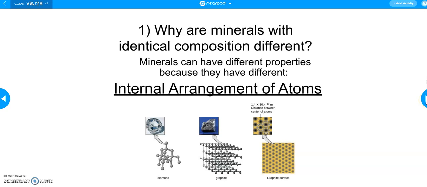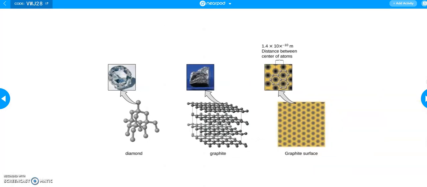Okay, number one, why are minerals with identical composition different? You would think if they're made of the same stuff, they should be the same. It all comes down to the internal arrangement of the atoms. If you take a look at these three images here, you can see that diamond's on the left, graphite is in the middle, and then we have a surface view of graphite. So they're both made out of carbon.